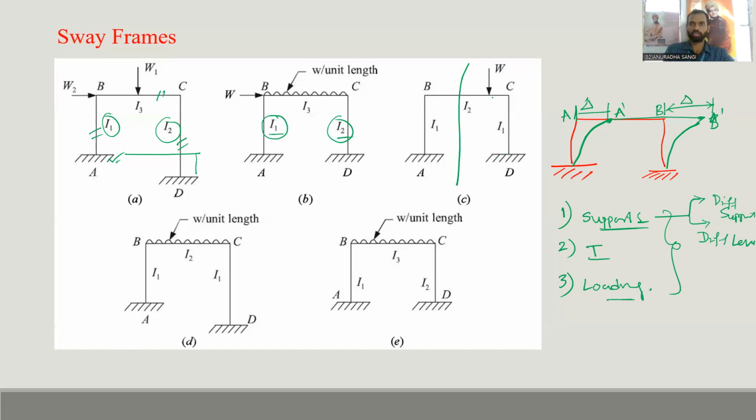If you see the third figure, the loading is not symmetrical about the vertical axis. So eccentric loading is there, and this will cause sway. So this is also a sway frame. And the fourth one is related to different support levels. This also has the same moment of inertia but different levels. And next one, figure E.